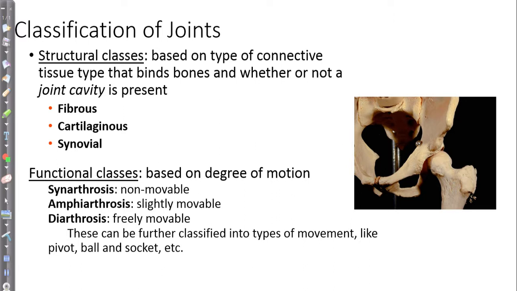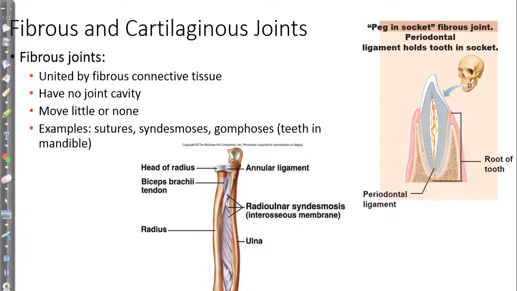And you'll see in that group, because there's different kinds of movements that are allowed based upon the organization of that joint, you might see some classifications like pivot, ball and socket, etc. So we're going to look at mainly from the structural classification, but we'll make reference to the functional ones as well. Just keep in mind synarthrotic, non-movable; amphiarthrotic, slightly movable; and diarthrotic is freely movable.